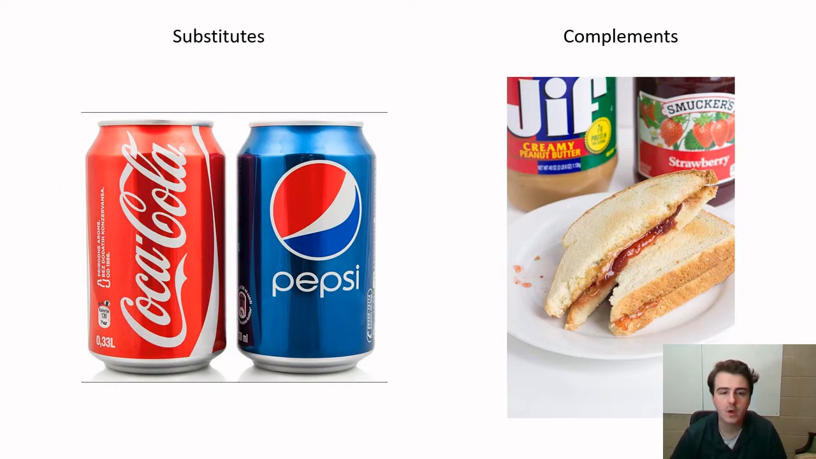Also, the prices of related goods. So we've got two kinds of related goods. We've got substitutes and complements. So substitutes, you see up here, Coke and Pepsi. Well, the price of a substitute is going to move in the same direction as demand. Here's what I mean. So let's say generally you buy Coke, but you don't really prefer one over the other too much, right? They're about the same.